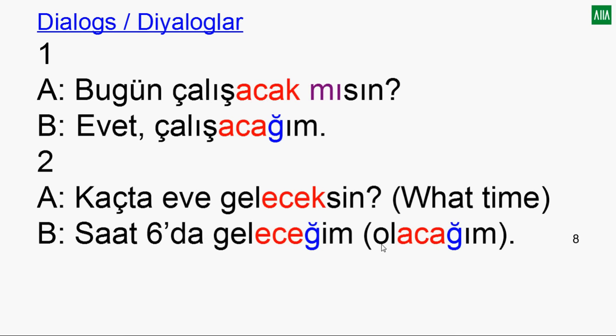So that's why I put here olacağım, which means be. Future form, will be. Olacağım, which means I, because there's a soft G. Alright, so let's repeat one more time very quickly. Bugün çalışacak mısın? Evet, çalışacağım. Kaçta eve geleceksin? Saat 6'da geleceğim.